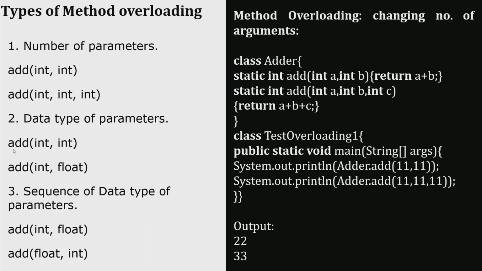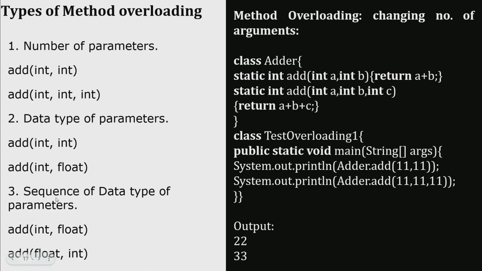Another type of method overloading is using different types of parameters. Here also I have used the same method name add for both the methods, but they have different types of parameters. That is, its data type varies. So the first method contains both the parameters as integer type, and the second method contains one parameter as integer type and another parameter as float type.